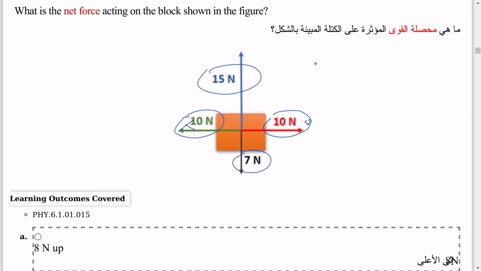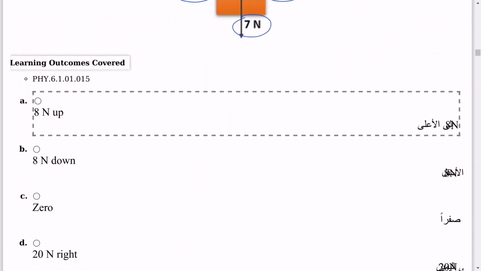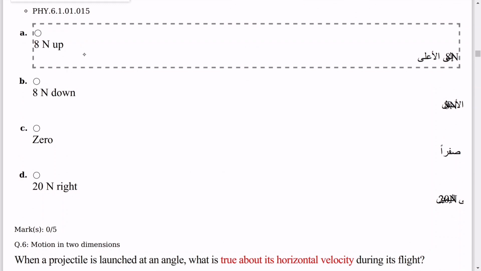If two forces are acting in the opposite direction, then we calculate the resultant by finding the difference, right? So 15 is the larger force. 15 minus 7 is equal to 8 Newton, and the direction of the resultant will always be along the direction of the greater force. So it will be upward, because 15 Newton is the greater force, which is acting in the upward direction.